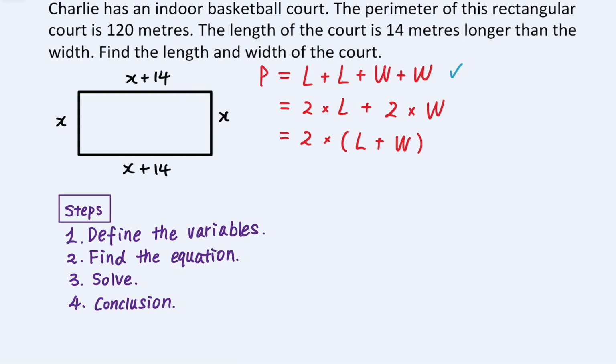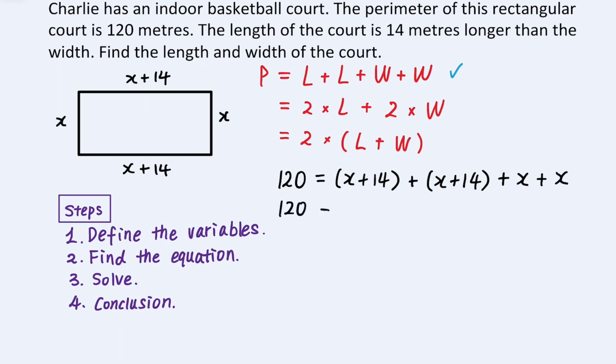But in this question, I'll be using the first equation to set up my equation because we want to deal with addition only. I know the perimeter is 120 meters, so I can replace the P value with 120. The length is equal to x plus 14 plus another x plus 14, and the width, which is x meters, and another x meters. So now let's expand the bracket and collect like terms.